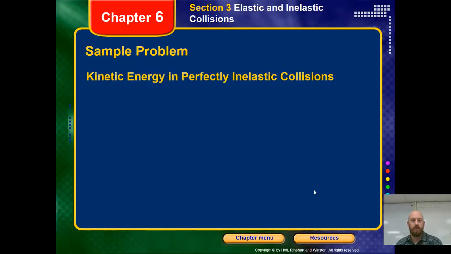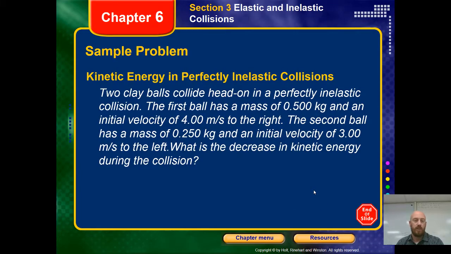Sample problem. One clay ball, mass of 0.5 kilograms, initial velocity of 4 to the right, second ball of 0.225, velocity to the left. Understand one of those has to be negative, one has to be positive. Give you a second to write down everything. You might want to pause the video. So we have those written down.